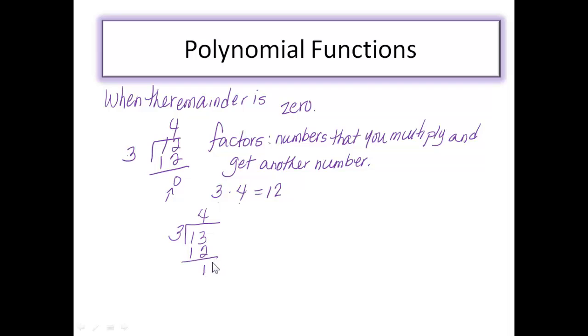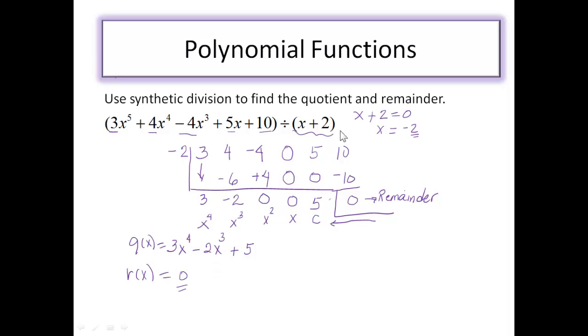So you will see some problems where, instead of saying use synthetic division to find the quotient and the remainder, it's going to say show that the divisor is a factor. And a way to do that is dividing. When you divide, if you get a remainder of 0, then that tells you that it is a factor of this dividend. If you do not get a remainder of 0, then the divisor, or this term here, is not a factor of your dividend.